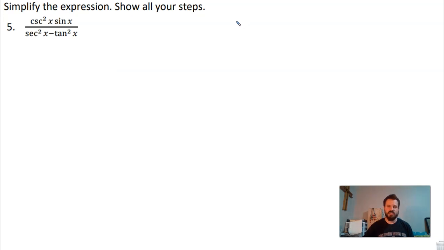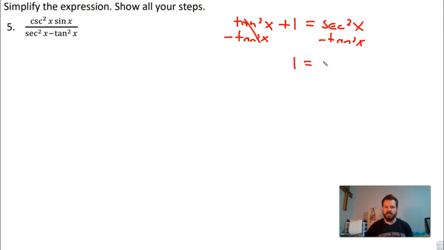Now, the one with the tangent and the secant squared is that tangent squared x plus 1 is equal to secant squared x. Now, that's not what I have here, but if I subtract tangent squared from both sides, on the left, I'm left with a 1 is equal to secant squared x minus tangent squared x. Okay, so I can replace that entire chunk there with just a 1. And this problem gets pretty simple from there.